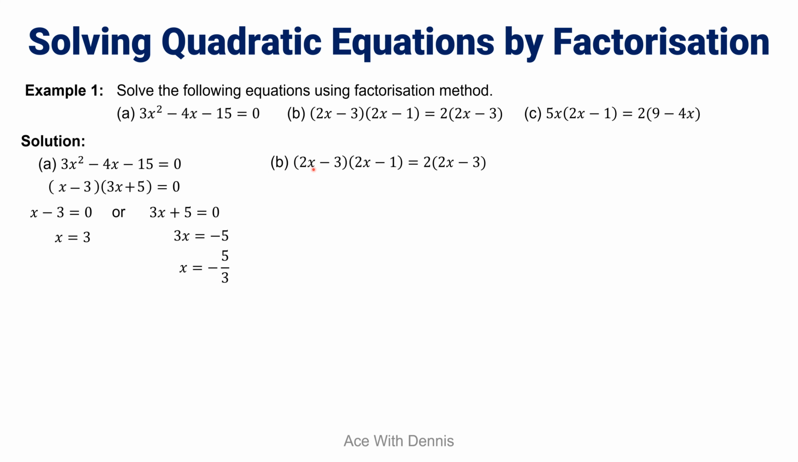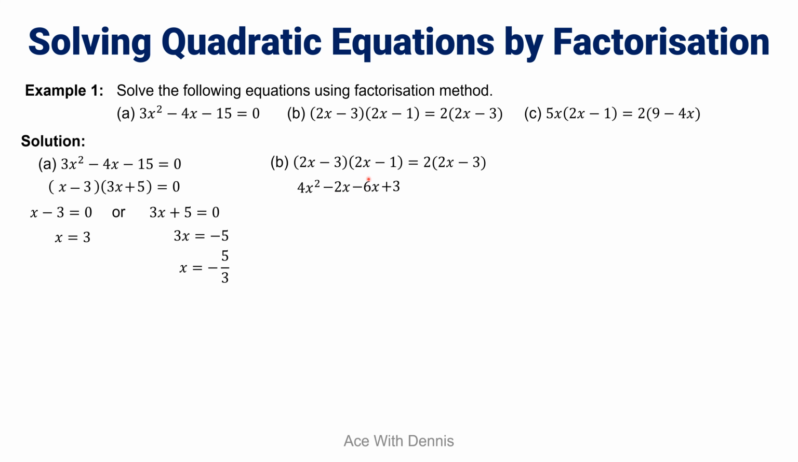Okay, next for B, we have two brackets here and it equals 2 times another bracket. So we have to expand the brackets first and simplify. 2x times 2x gives 4x squared, followed by 2x times negative 1, which gives negative 2x, then negative 3 times 2x gives negative 6x. Negative 3 times negative 1 gives positive 3. Then equals, expanding the bracket here, 4x minus 6.